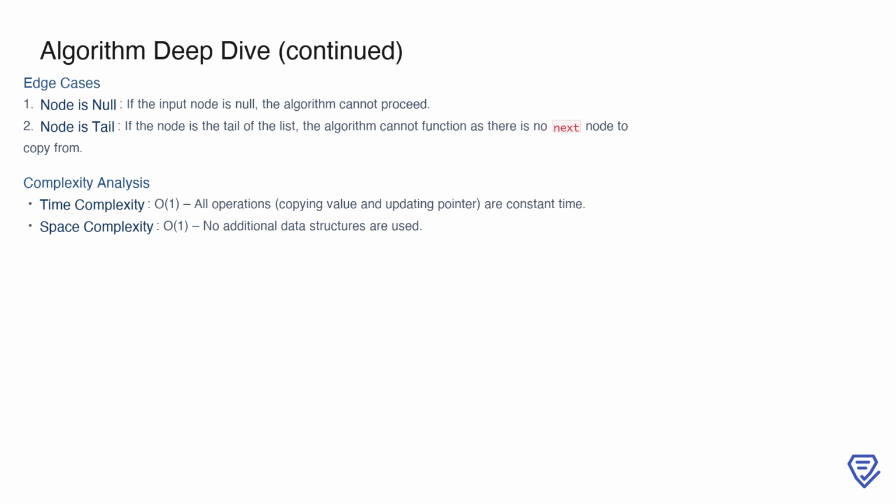In terms of complexity, the algorithm is highly efficient. The time complexity is O(1), because all operations, copying a value and updating a pointer, are performed in constant time. The space complexity is also O(1), as no additional memory is allocated. This makes the solution both time and space efficient, but it is tailored specifically for the constraints of this problem and does not generalize to all deletion scenarios in a linked list.